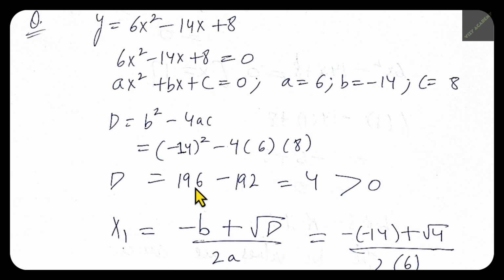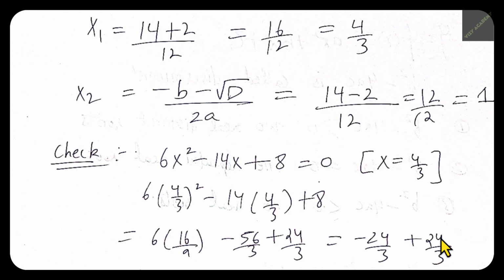The first one will be given by the formula negative b plus root d over 2a, which is equal to negative times negative 14 plus root 4, the discriminant value, over 2 times 6. On further solving, x1 is equal to (14 + 2)/12, which is 16/12, equal to 4/3. The second root, x2, is equal to negative b minus root d over 2a, which is (14 - 2)/12. So 12/12 is 1. We have two values here: x1 equal to 4/3 and x2 equal to 1.